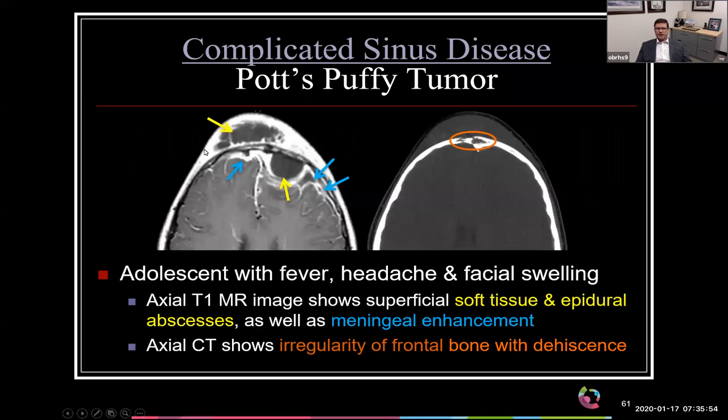So here's an illustrative case of an adolescent that presented with fever, headache, and progressive facial swelling. And then here you can see the significant induration of the prefrontal soft tissues with a focal superficial abscess. And then more importantly, you have abnormal underlying dural enhancement, an epidural abscess, a subdural empyema, and then abnormal underlying leptomeningeal enhancement. So they have pachymeningitis, leptomeningitis, epidural abscess, and subdural empyema. And on CT, you could see the irregularity and frank dehiscence of the underlying frontal bone. Oftentimes, these are going to be associated with a frontal osteomyelitis.